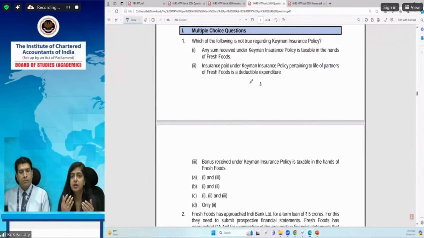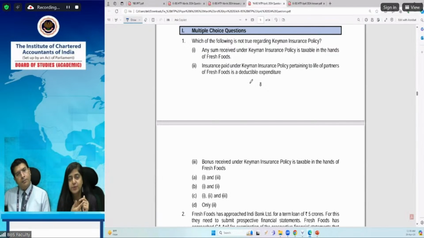If, on the demise of any partner who is the key person, the business of the firm can be hampered. So in that case, if a firm takes a Keyman insurance policy for the partner of the firm, then the firm is allowed to get the deduction for the premium which is paid for the Keyman insurance policy pertaining to the life of the partner.